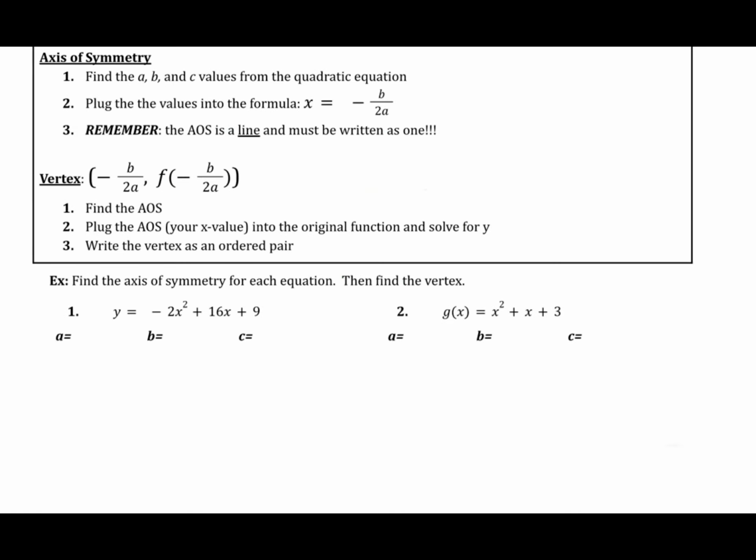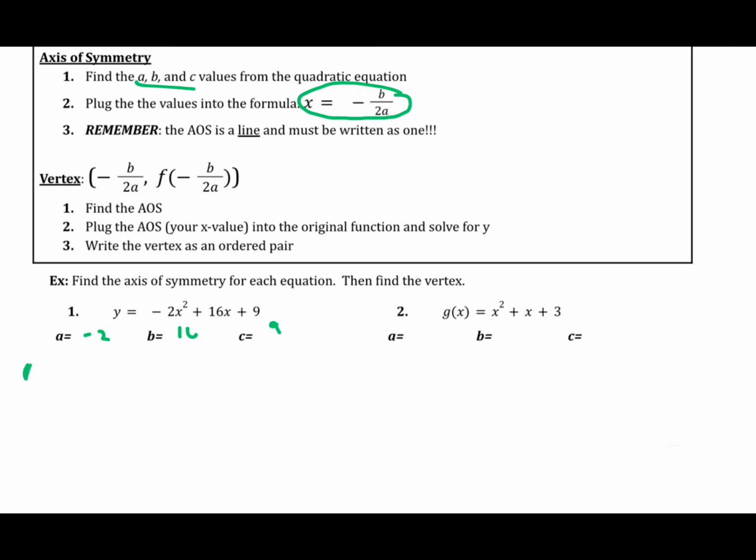We're going to start by identifying the a, b, and c values. In this case, a is the number in front of x squared, which is -2. b is the number in front of x, which is 16. And c is 9. You may be thinking, why are we identifying c if we're not using c in this formula? It's just good practice. When we learn the quadratic formula later in this unit, it's going to be helpful to quickly look at the problem and identify a, b, and c.